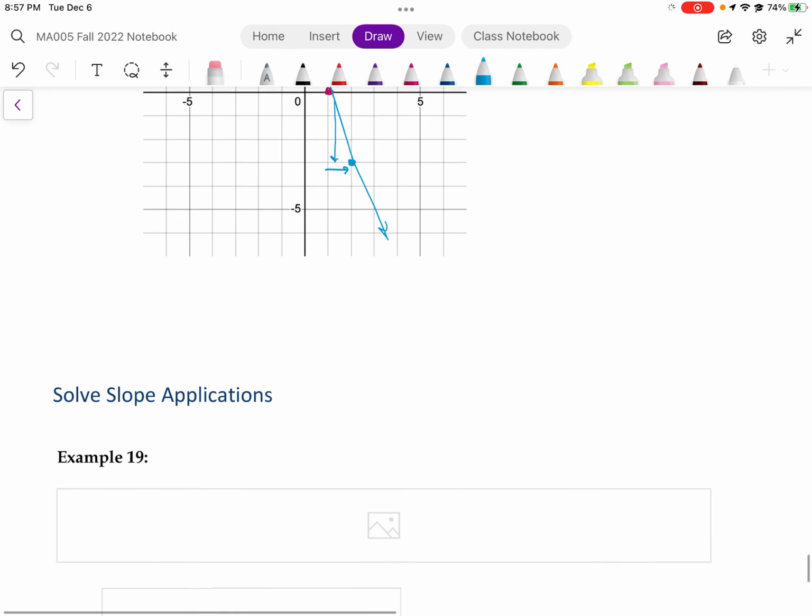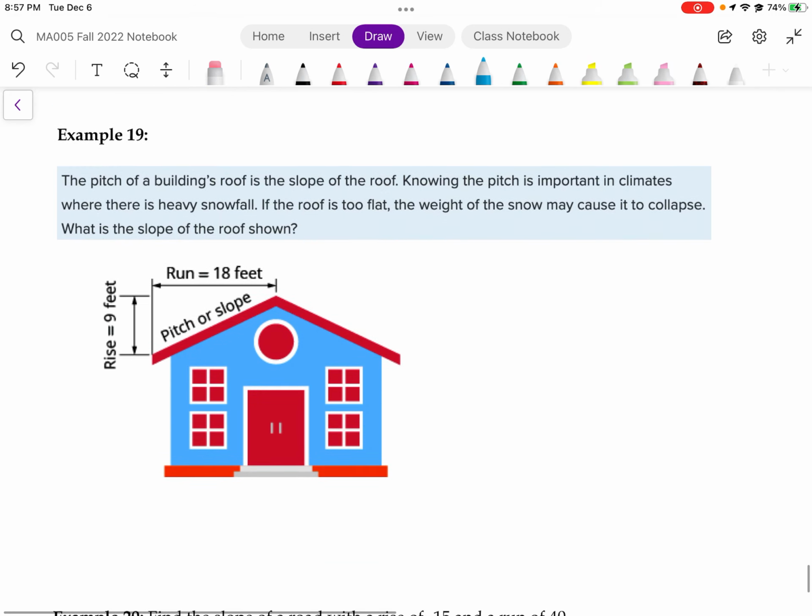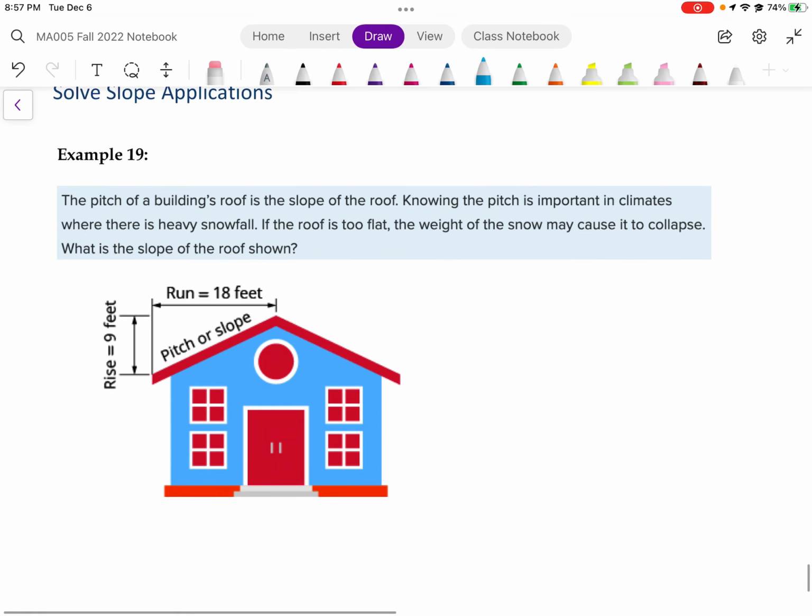Okay. Some slope applications. The pitch of a building's roof is the slope of the roof. Knowing the pitch is important in certain climates, like where we are in Vermont, when there's heavy snowfall. If the roof is too flat, it may cause the roof to collapse. So what is the slope of the roof shown? So this is really how they measure roofs, but they call it a pitch. So how much do you go up for how much you go over?